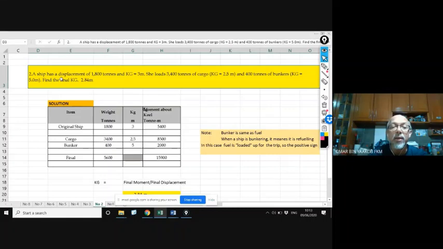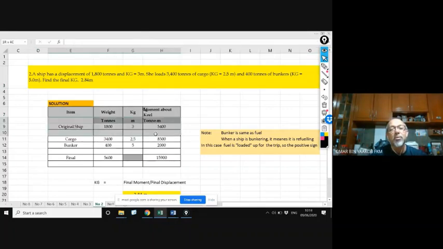So this is very similar to the example in the notes, right? So always when we have this kind of thing, we need to make this table. So this table is called loading table. So very important to make loading table, yeah? So this is a loading table. And in the loading table, you need to have at least two things. One is the original ship and its KG. And secondly will be whatever that you add or you remove. In this case, it says that load. Load means you add. So load 3,400 and load 400 tons. And bunker is same as fuel. So when the ship is bunkering, it means it is refueling.